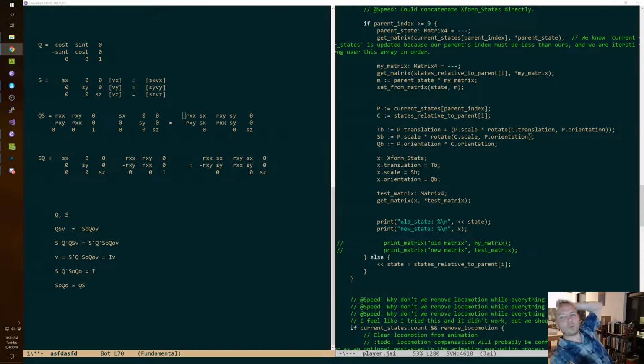What was the reason we wanted to rewrite QS as SOQO? Because we're converting to this representation of orientation, scale, translation, right? And we want to do that without going to a matrix and back. And so we need to put the translations together and the scales together and the rotations together.